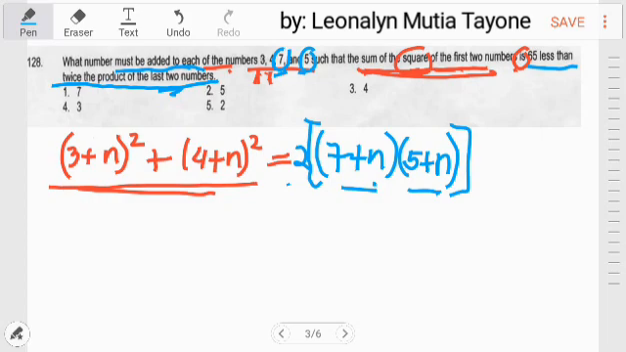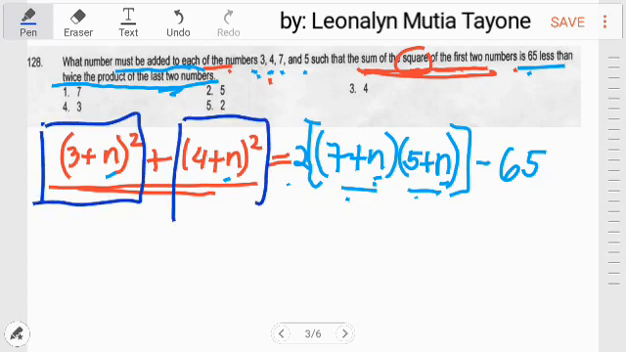Kaya, lahat ng mga numbers dito, erase muna natin. Si 3, 4, 7 and 5, nag-add tayo ng mga n dito. Next, huwag kalimutan itong si less than, 65 less than, sa twice nitong product nitong dalawang numbers. So, minus 65. Yan na yung equation dyan sa tanong natin dito. With regards sa pag-multiply nito, mayroon tayong separate video, 3 ways in multiplying this one. Gawin natin yung isang way.